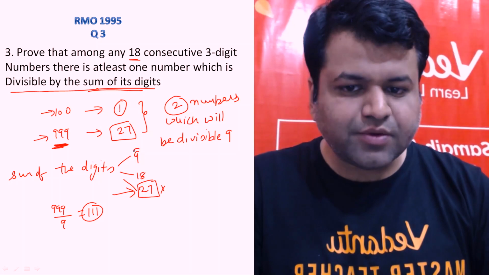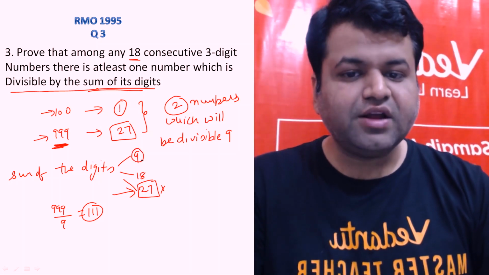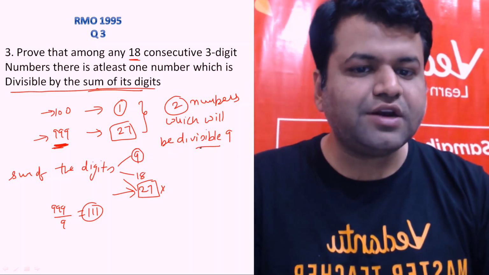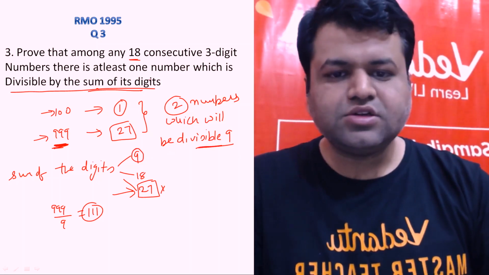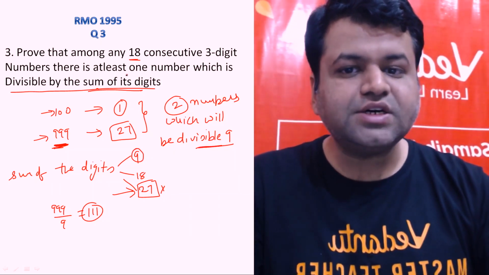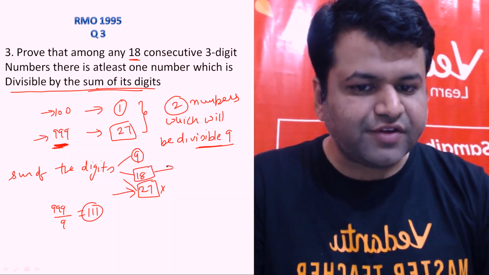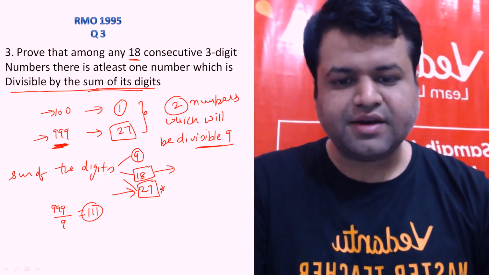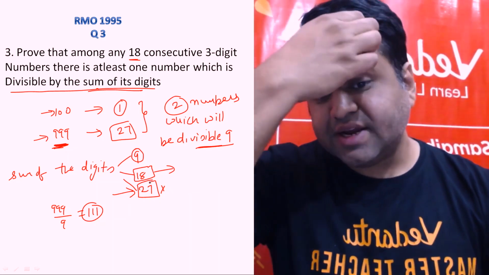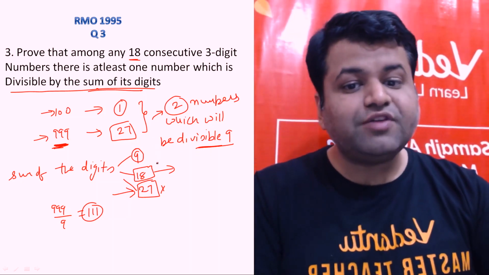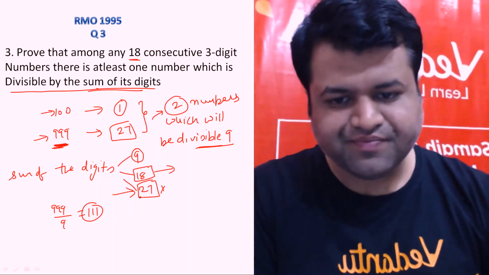Now consider if the sum of the digits is 9. Then it is obviously divisible by 9, so that also proves the question, right? So we need to check only the case when the sum of the digits is 18. If the sum of the digits is 18 for both the numbers, then we need to prove that they will be divisible by 18, right?